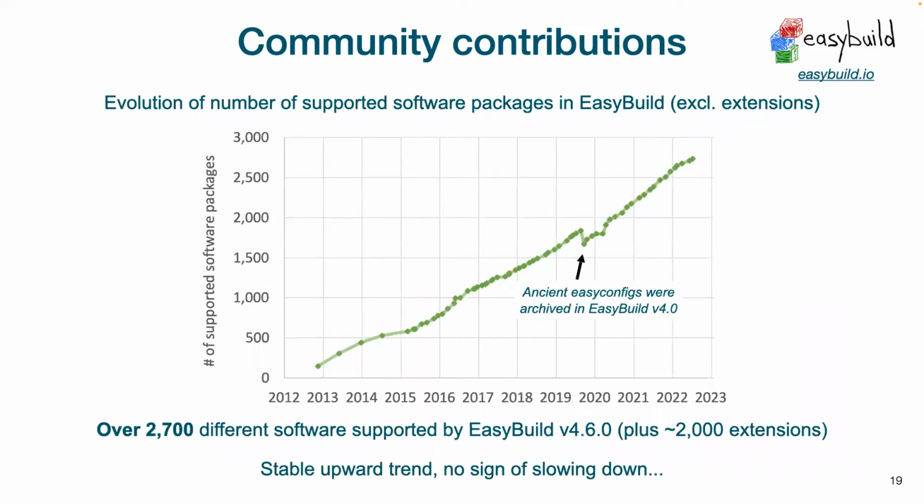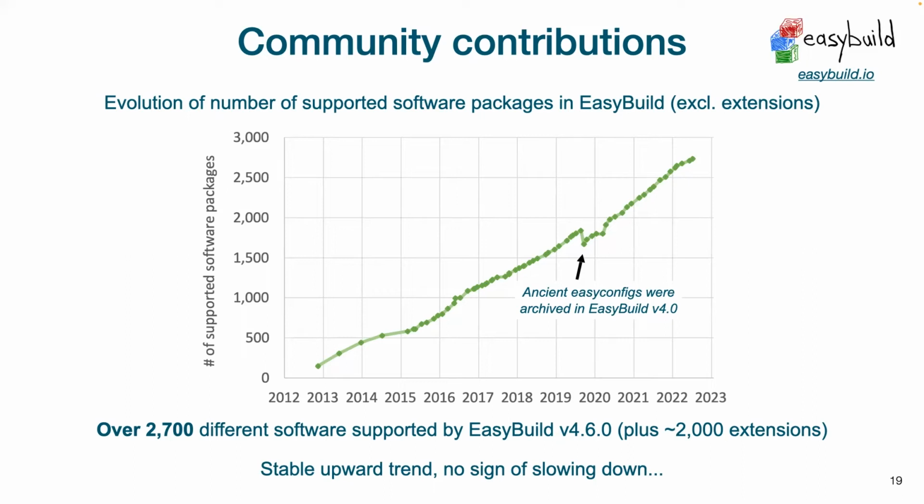Another aspect that we see as well, partially thanks to the community contributions, is that the number of different software packages that EasyBuild supports is growing steadily. So we now have over 2,700 different software packages. That doesn't include versions or different compiler toolchains or anything like this, just really different packages. And then if you include the extensions, you have to add about 2,000 more. That's quite a bit of different things to maintain and to keep supported. And this is only growing, so it's only getting worse in some sense. It's a pretty stable growth, a pretty stable upward trend, and it's not actually slowing down at all as far as we can see.